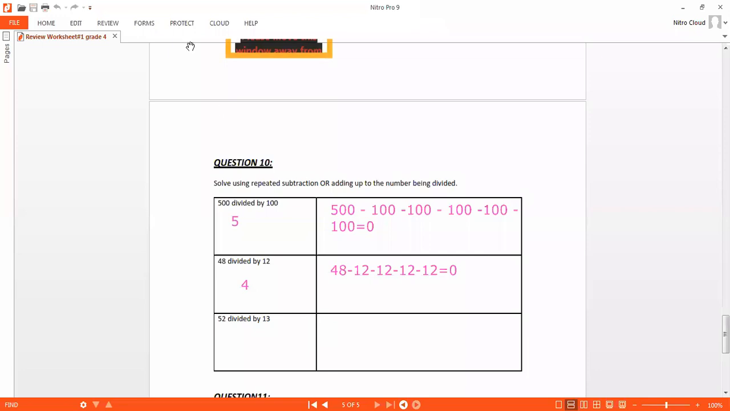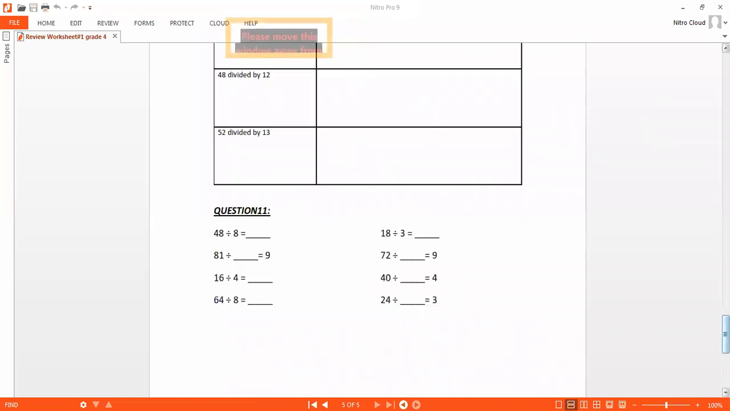Okay, the same thing here. 52 minus 13. 52 minus 13 is, yes, it's 39. 39 minus 13, it's 26. Sorry, I'm not going to put the equal. So I'm just doing them mentally. 39 minus 13, it's 26. Minus 13, it's 13. Minus 13, it's 0. So how many times did we subtract? Just count them. 1, 2, 3, and 4. So the answer is 4. So that's the division using repeated subtraction.